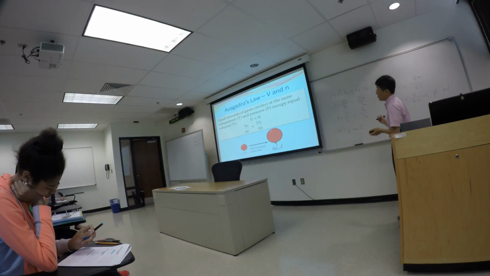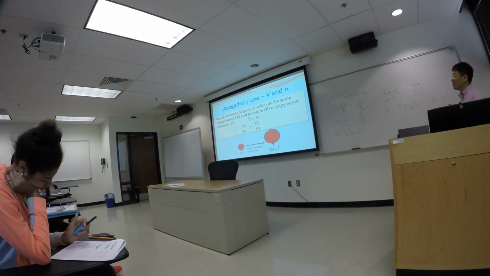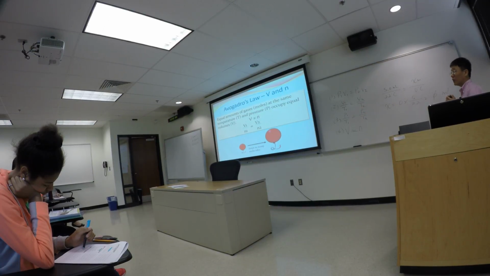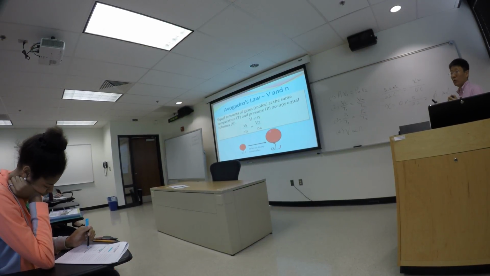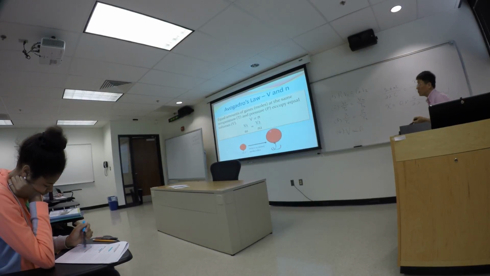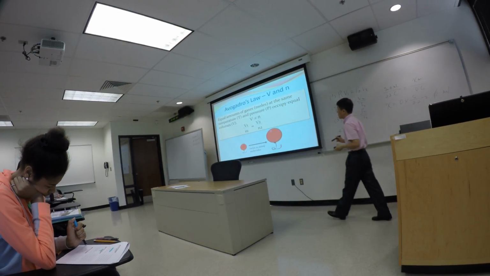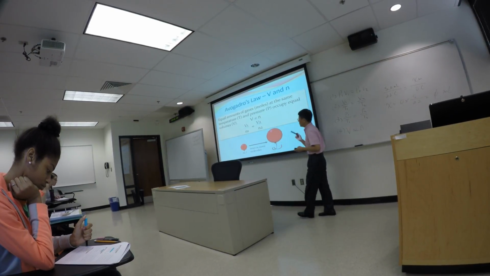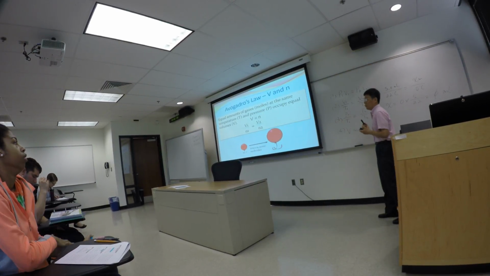And then Avogadro's law says the equal amount of gases in terms of moles at the same temperature and pressure will occupy equal volume. If you double the number of moles, you double the volume. If you double the volume, the number of moles also doubles there. So this is the math equation that represents Avogadro's law: V1 over N1 equals V2 over N2.